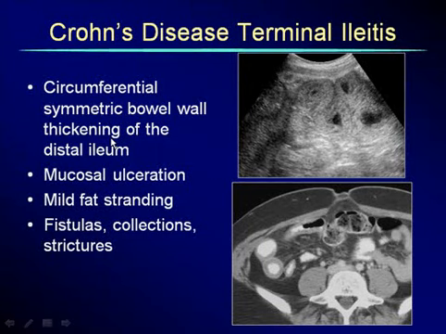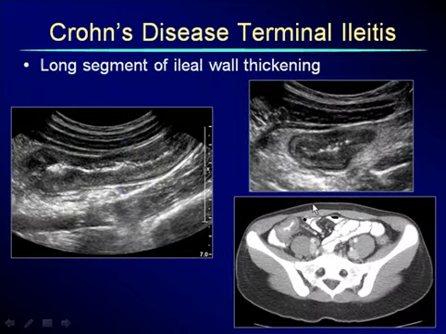Other things that we can see are small bowel problems. Here is a patient with Crohn's disease. She has a lot of GI symptoms. There are thick-walled bowel loops here in the right side. They're circumferentially symmetrically thickened in the distal ileum. Sometimes you'll appreciate mucosal ulcerations. There's surrounding fat stranding, and this can go on to terrible problems of fistula formations, collections, and strictures, etc.